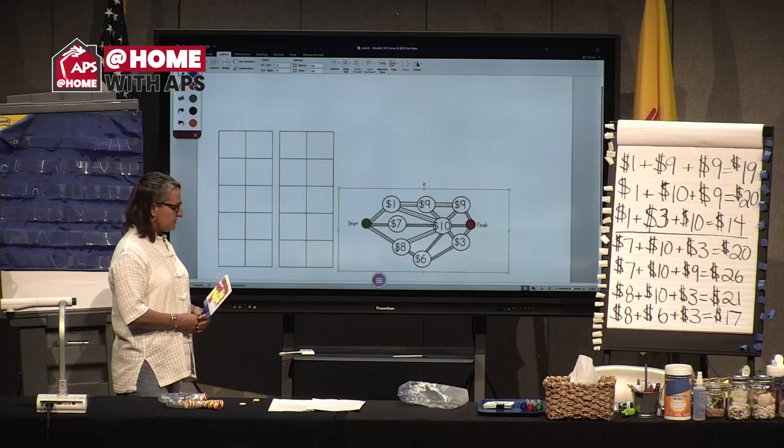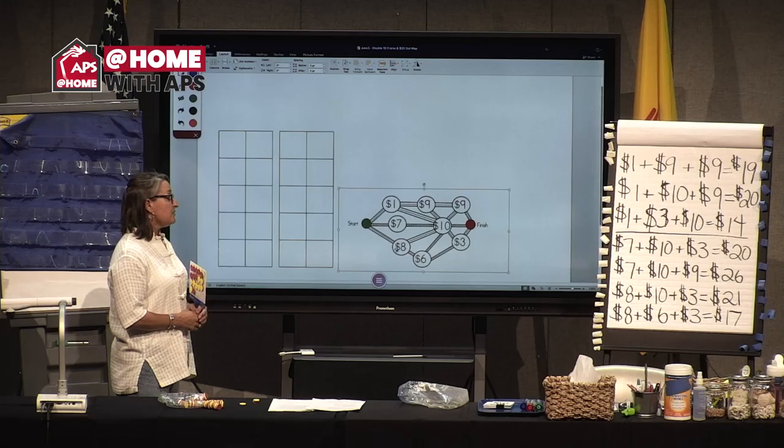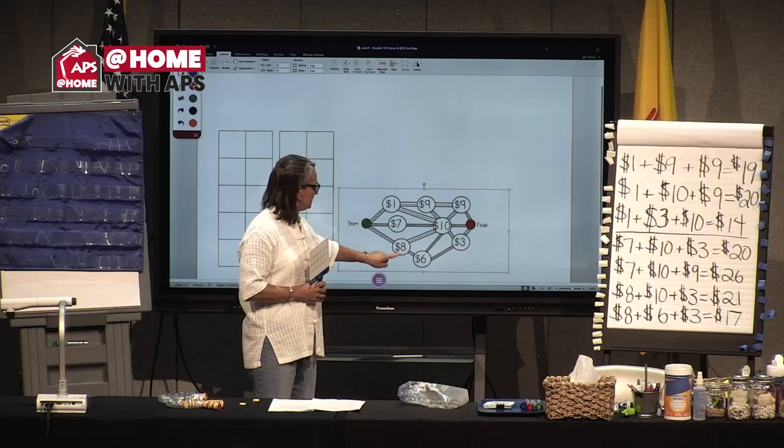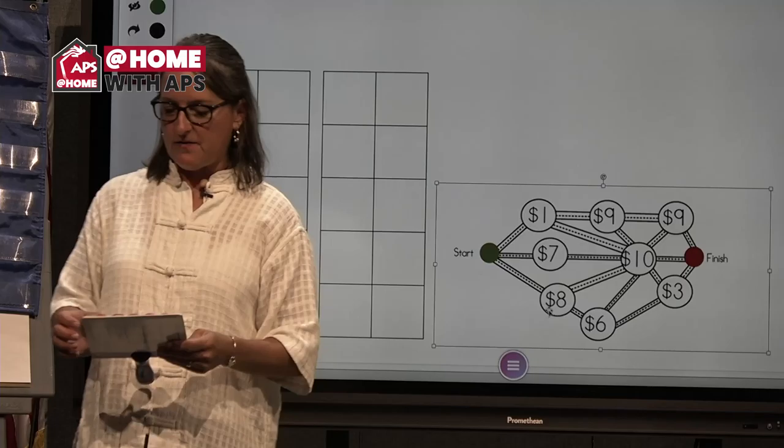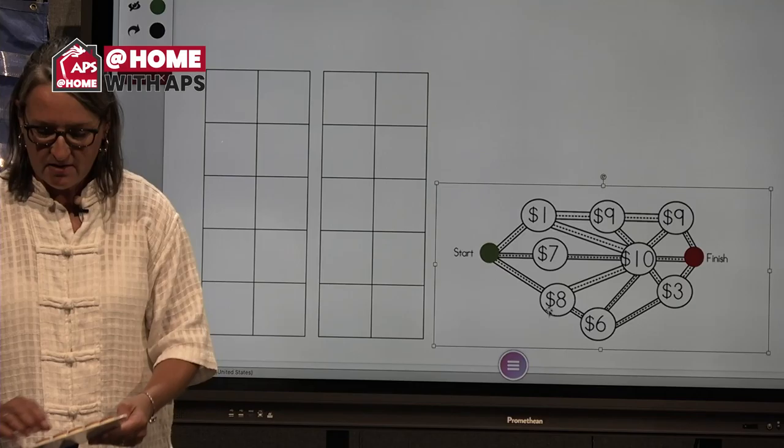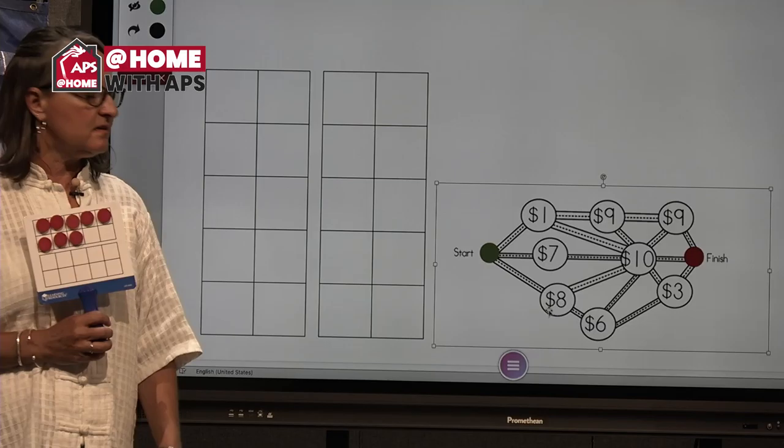Let's see. I see one more, and here it is. It would be 8 plus 10 plus 9. What do you predict about that one? 8 plus 10 plus 9. Will that work for a route that's under $20? $20 or under, here's our 8, right?